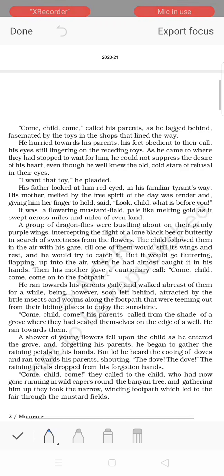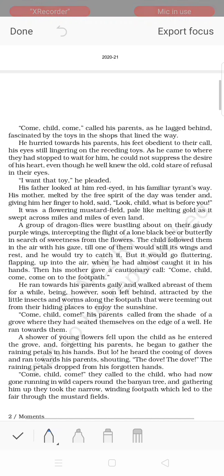Just underline this line. He could not suppress the desire of his heart, even though he well knew the old cold stare of refusal in their eyes. So, when he was there at the fair, he couldn't control his desire to buy a toy. He was familiar. He knew what would be the reaction of his parents. They would refuse. But still, that desire, despite the refusal, didn't go.